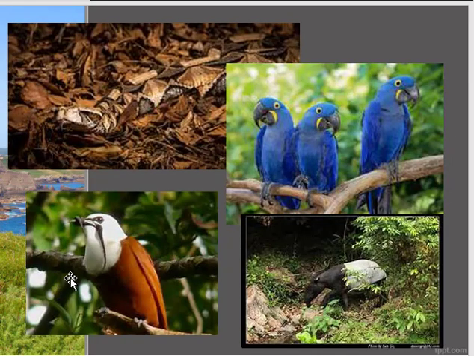The wattled bellbird, these were discovered but lost and then found again in the 1970s. There's a gaboon viper. This is a hyacinth macaw, critically endangered. The Malayan tapir, also endangered. Most of these species are endangered.